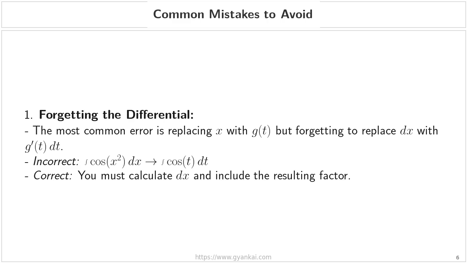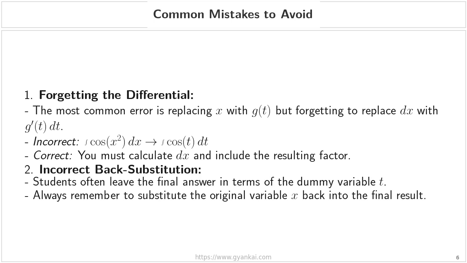Let's look at the example provided. If you have the integral of cosine of x squared dx, and you incorrectly substitute just to get the integral of cosine of t dt, you've made a mistake. The correct approach, as we've learned, is to find what dx is in terms of dt and include that factor in your integral. 2. Incorrect back substitution.